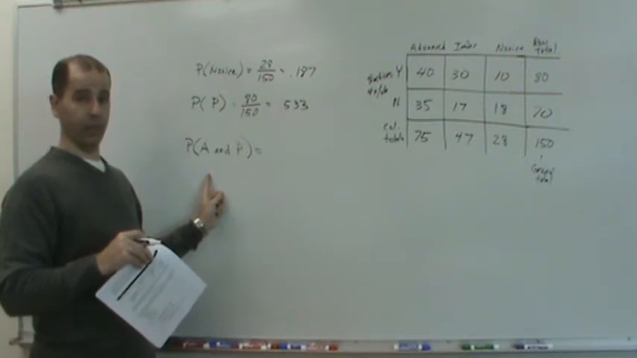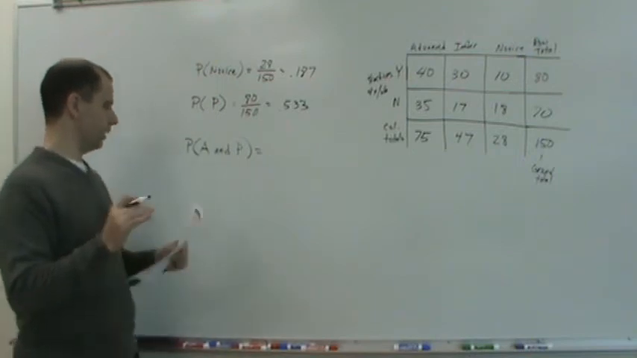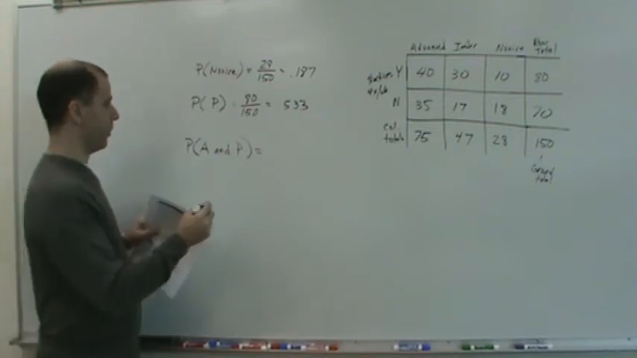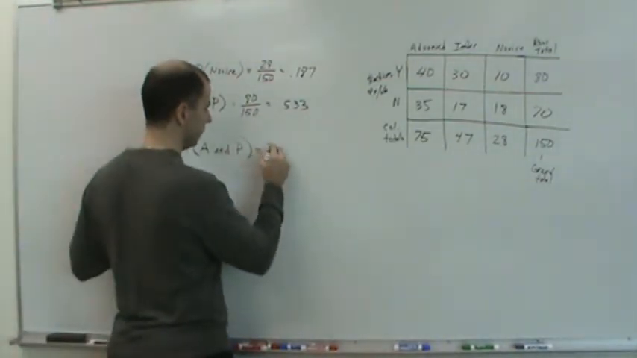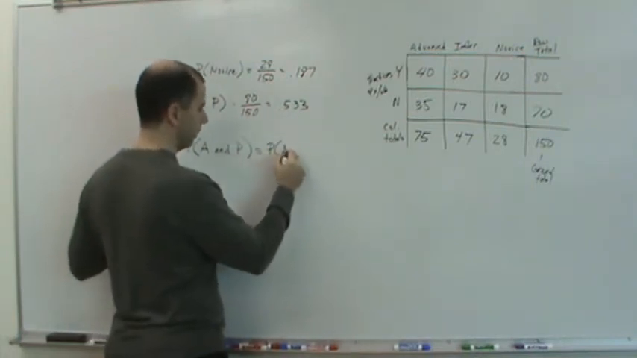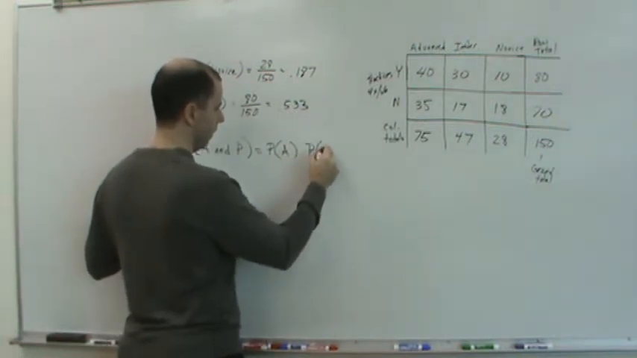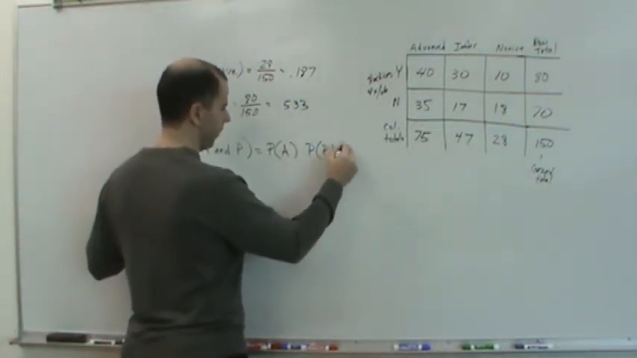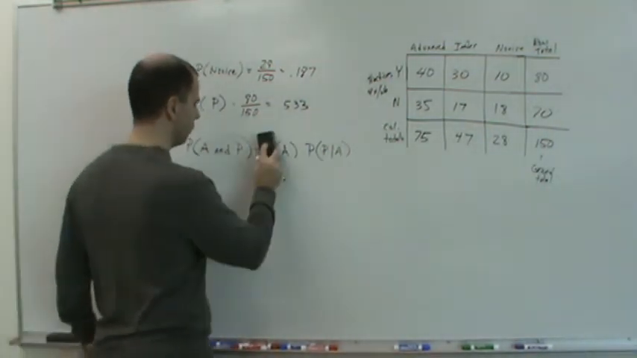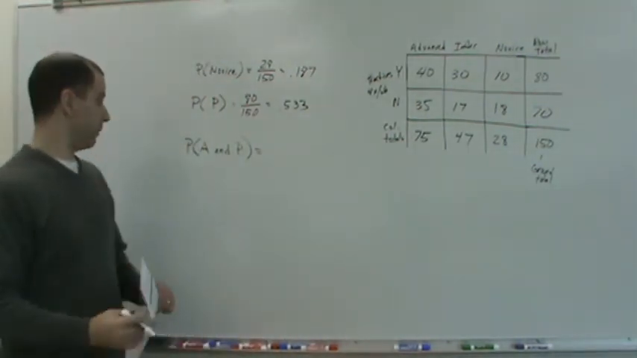So in this case here, let's just use the general rule. Well, the general rule says what? We're going to take the probability of A times the probability of P given A. But let's use the contingency table. Before we even apply this here, let's see if we can do it without the formula. What is the probability of A and P?